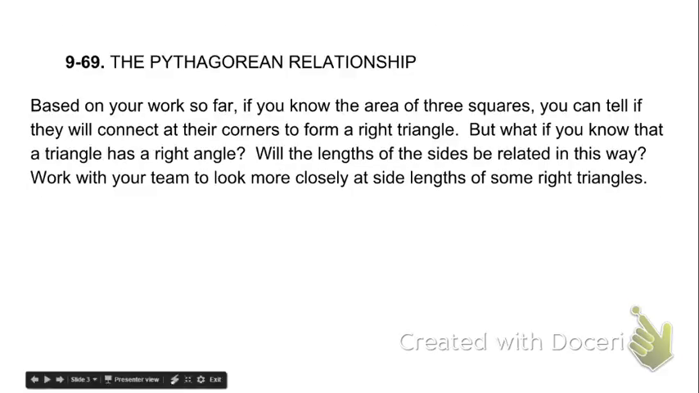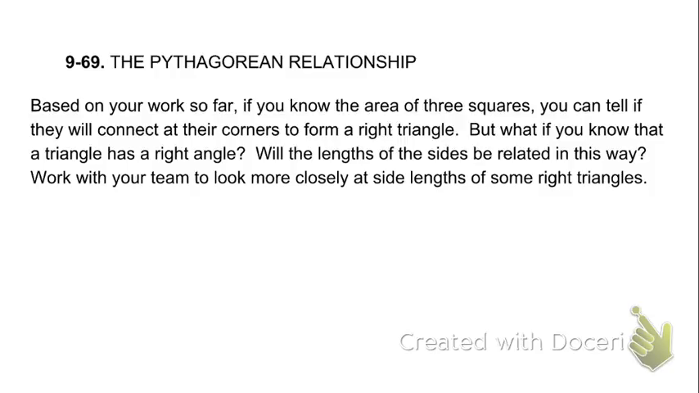All right, so the Pythagorean relationship. Based on your work so far, if you know the area of three squares, you can tell if they will connect at their corners to form a right triangle. We know this by comparing those areas. But what if you know that a triangle already has a right angle? What if we start out knowing that it's a right angle? We're not trying to figure out if it will form a right angle. We know it's already a right angle. Will the lengths of the sides be related in this way?